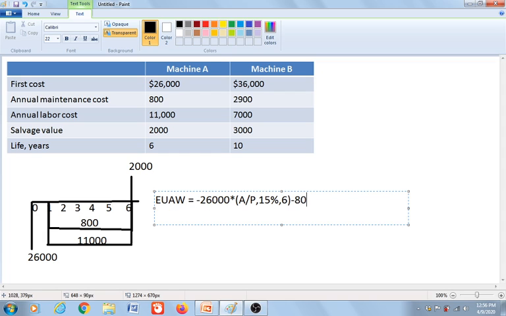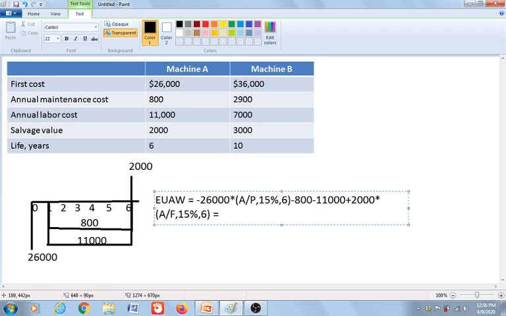And minus 800. So the 800 is already an A, and then minus 11,000. The 11,000 is already an A, and then plus 2,000. The 2,000 is a positive cash flow, and that is an F. So we need to convert that F into an A. So that will be A over F, 15%, 6 years.